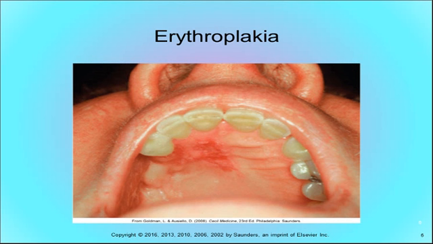Erythroplakia are red lesions on the surface of the oral mucosa. You can see these right below the teeth area. The erythroplakia have more malignant changes than leukoplakia. These are considered precancerous. You should do a biopsy on these, and they're more commonly found on the floor, tongue, and palate of the mouth.